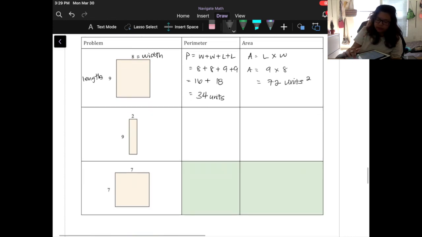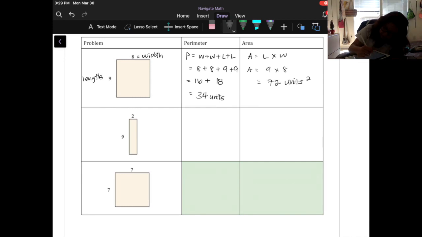We're going to try this next one together. I'm going to pause at certain points for you to answer the question before I give you the answers. So, there are 2 ways to find the perimeter. What are the 2 ways to find the perimeter? Well, perimeter can be found by adding all the sides. So I can add all the sides. So I can do P equals 9 plus 9 plus 2 plus 2.